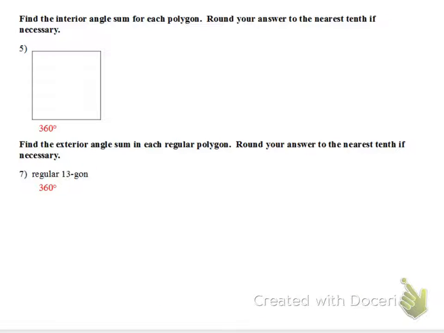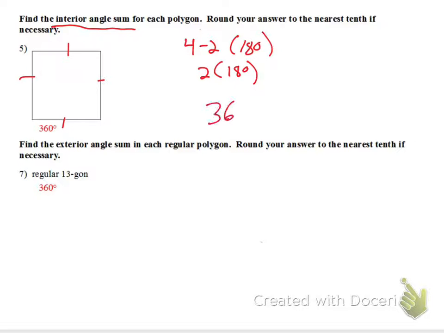All right, find the interior angle sum for each polygon. Round your answer to the nearest tenth if necessary. So there are 1, 2, 3, 4 sides. Remember, it's the interior angle sum. So we're just going to use this right here. So that means we would do, sorry, I screwed this up already. It would be 4 sides minus 2 times 180. So that'd be 2 times 180, which would give me 360 degrees.